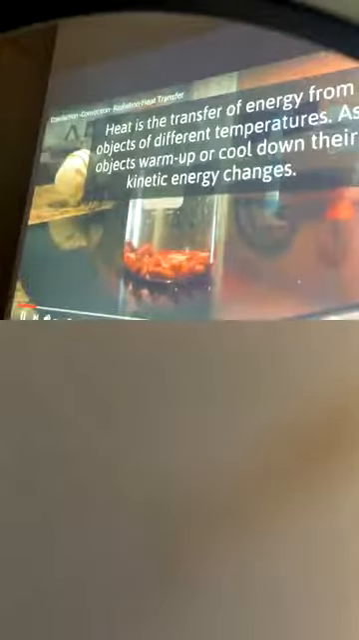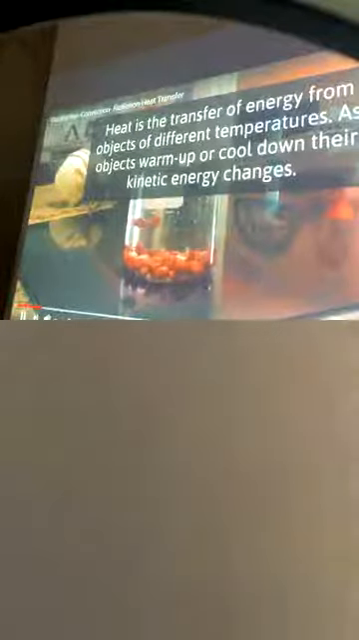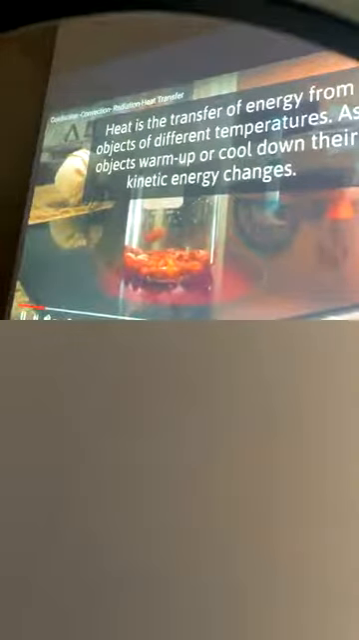Simple terms, heat is the transfer of energy from objects of different temperature. As objects warm up or cool down, their kinetic energy changes. Kinetic energy is the energy of motion. Temperature is a measure of the average kinetic energy of the particles in an object. As temperature increases, the energy of motion increases. As the water warms up and the temperature increases, you can see an increase in the movement.